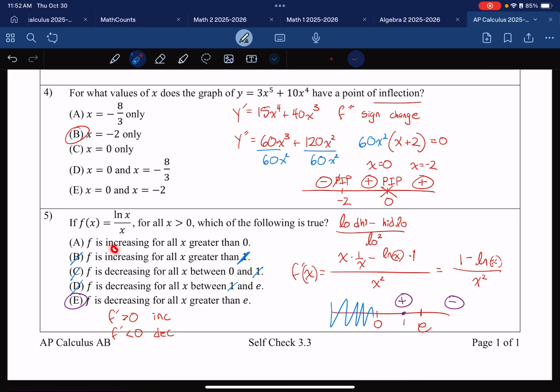A is incorrect because it says it's increasing when we're greater than 0, which is true at the very beginning, but then it turns into decreasing after we hit e, which this one forgot to mention. So we have all the answers there.